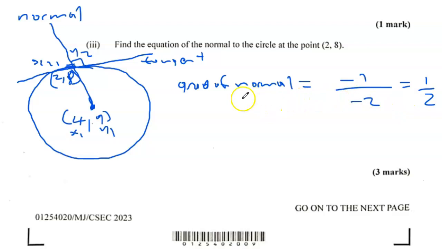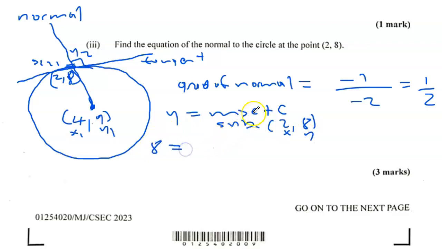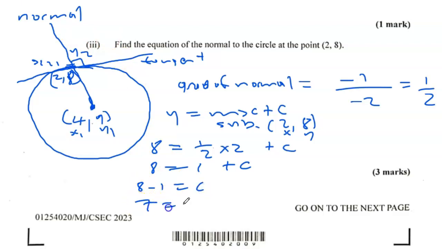And then now we can find c, so we know y equals mx plus c. Let's substitute one of the points. Let's substitute (2, 8), since we know it passes through (2, 8). So we're going to replace y with 8. m, we know m is a half. x is 2, plus c. Alright, so 8 equals half of 2, that's 1, plus c. To solve for c, just bring over the 1 here, so it's 8 minus 1 equal to c, so the value of c is 7.